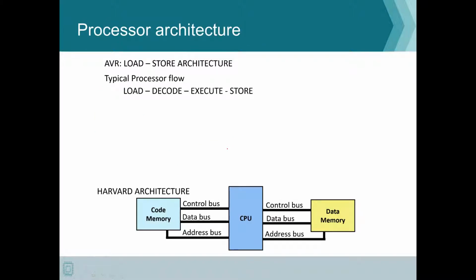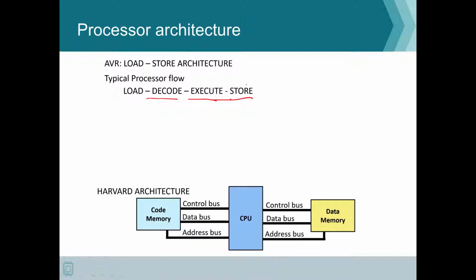So the AVR generally pertains to what we call a load store architecture. That actually comes from a typical processor which goes through 4 stages when it executes an instruction. Whenever we want to execute an instruction, we first need to fetch or load the instruction from the program memory. Then we need to decode it. Then we need to execute that instruction or operation, and then store the result back into the register.